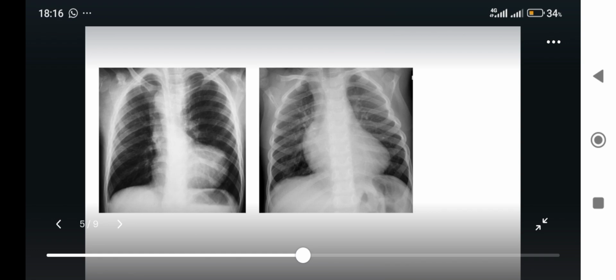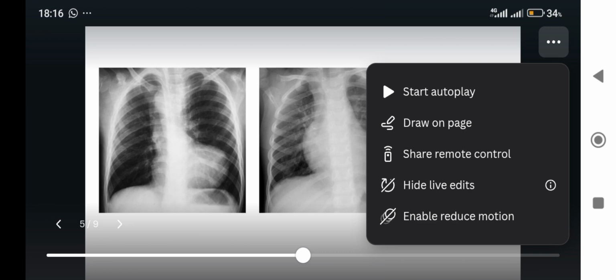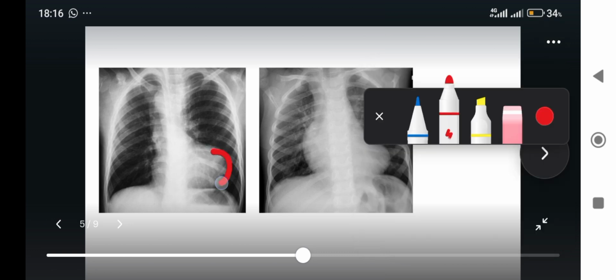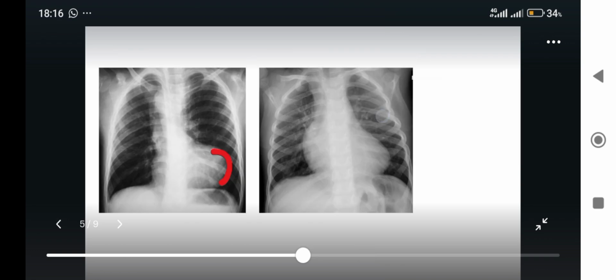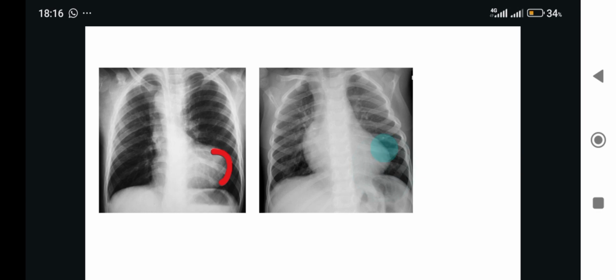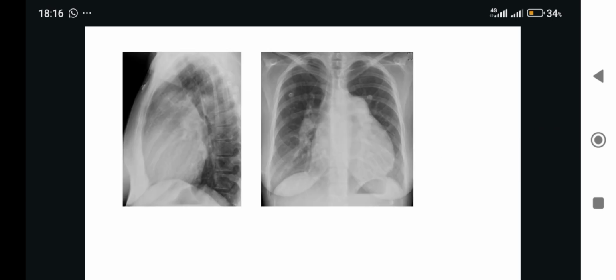Let's take a look at some of the radiographs. We'll talk about raising of the apex of the heart in the case of right ventricular enlargement. So this is the case here. You can see this one too is raised. So it helps us appreciate right ventricular enlargement.